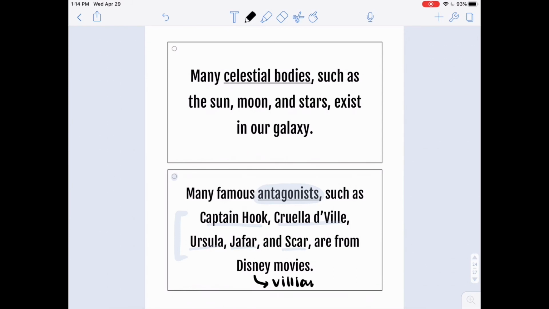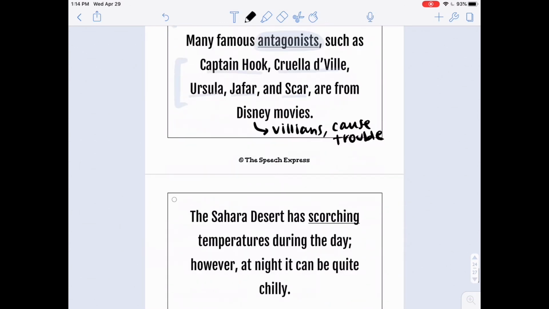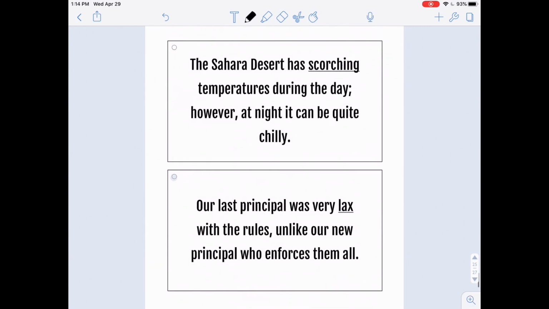And they cause trouble for our heroes. So they cause trouble or cause problems for our heroes. All right. I'm going to keep scrolling down and you can continue to practice with the examples below. You can pause, try it on your own.